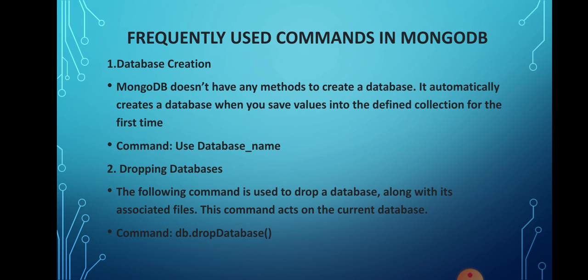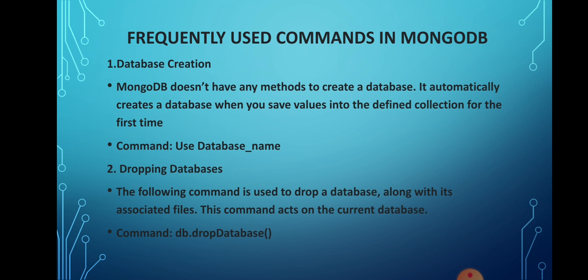Now we will discuss the main commands in MongoDB. There are many commands in MongoDB. First one is database creation. MongoDB doesn't have any method to create a database. It automatically creates a database when you save values into a defined collection for the first time. The command for creating a database is use and database name. Database name is the name which is provided to your database.